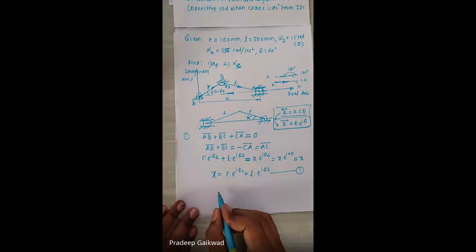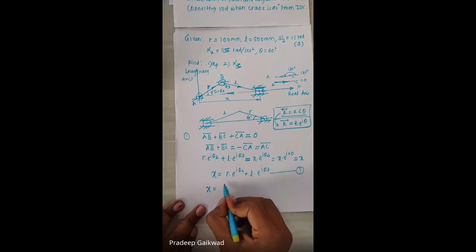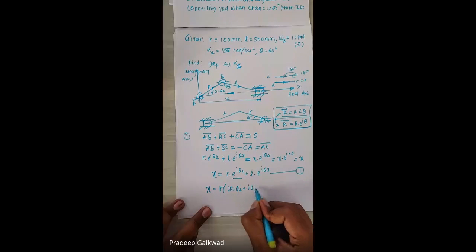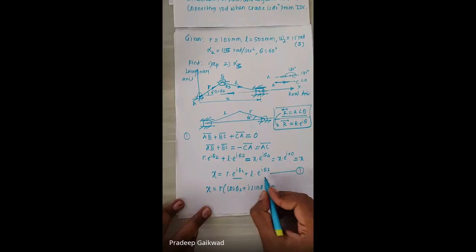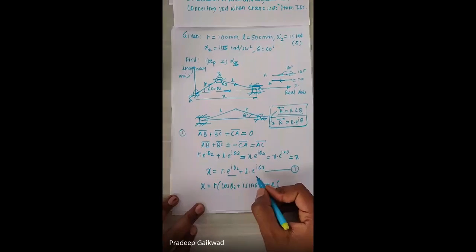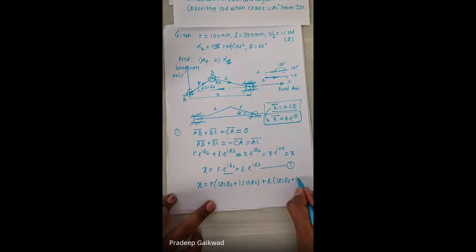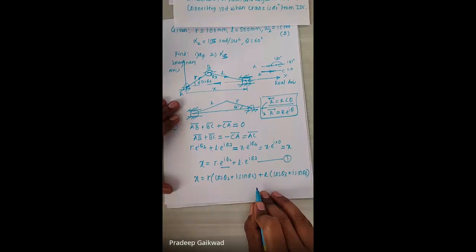See carefully here. First, I am writing x is equal to r into e raised to i theta 2. I can write it as r times cos theta 2 plus i sin theta 2. Similarly, plus L into e raised to i theta 3, which is cos theta 3 plus i sin theta 3. All of you concentrate here, please. I request you to write along with me or at least observe along with me, so that if I ask questions, you must be able to answer.